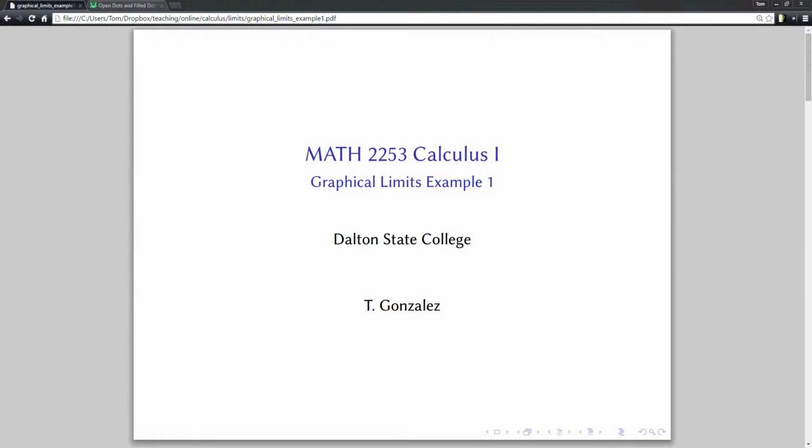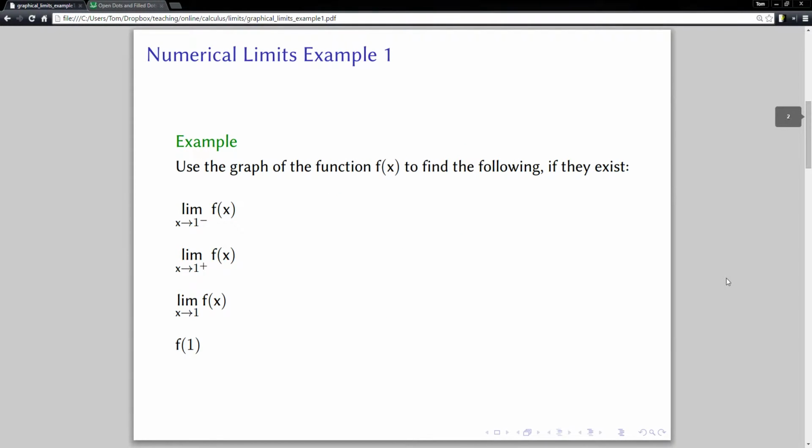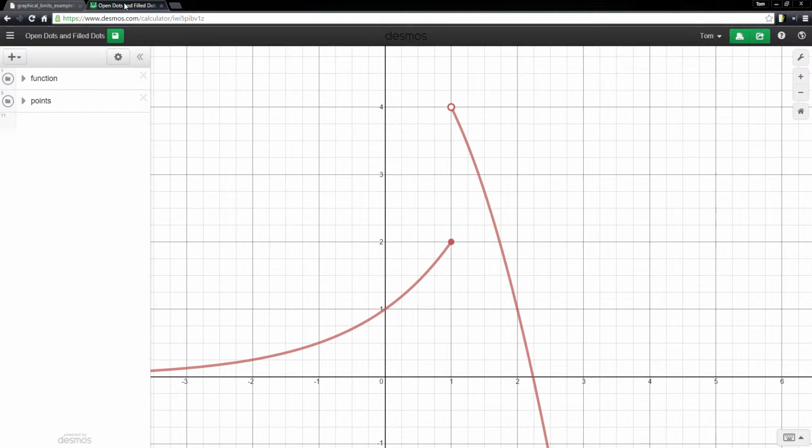In this example, we're going to take a look at how to find a graphical limit. So we want to use the graph of the function f of x to find the following if they exist. So we want the limit as x goes to 1 from the left, the limit as x goes to 1 from the right, the limit as x goes to 1, the two-sided limit, and f of 1. So here's the graph of the function.